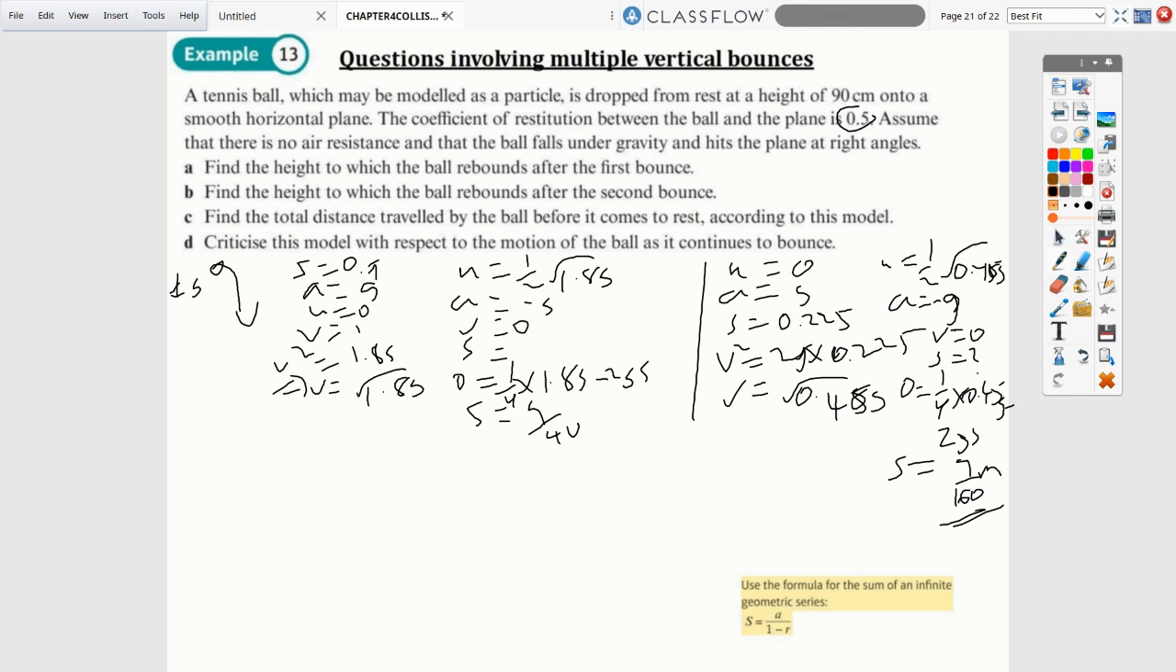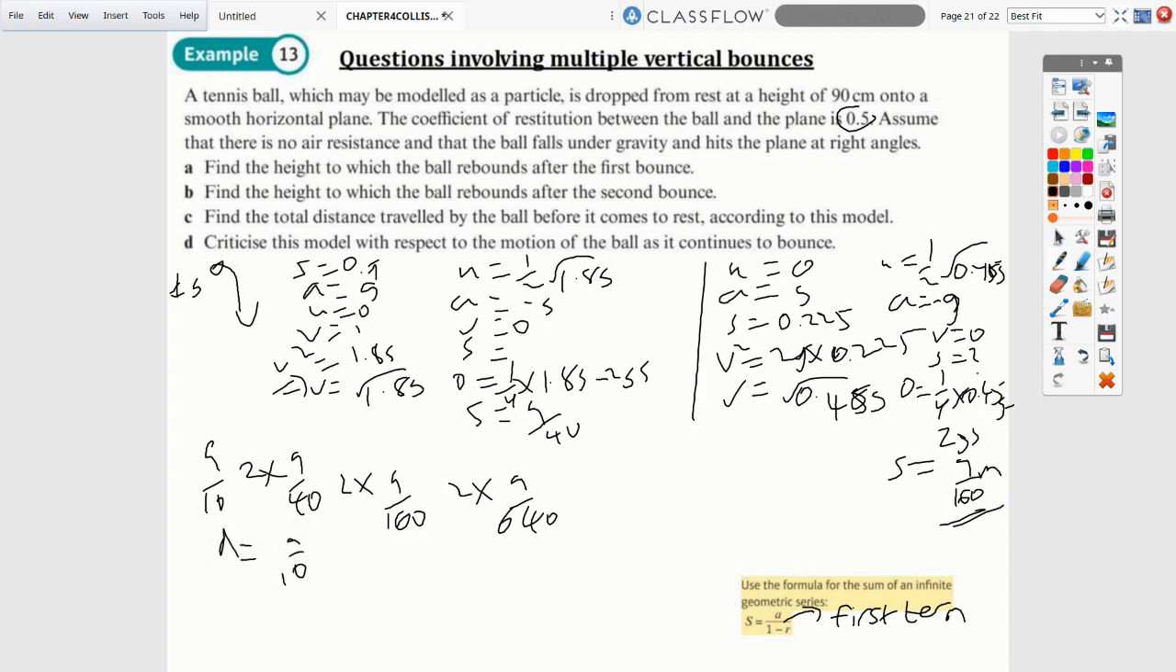So part C is where we're using this bit in the bottom right, where we're looking at our series expansions. So we have here the first term is going to be A. So this formula comes from A-level Maths. The R is what we really want to look for here. So we had 9 over 10. Then we had 2 times 9 over 40 when it drops again. Then we had 2 times 9 over 160 and 2 times 9 over 640, is probably what you can predict. So the D is going to be 9 over 10 plus 2 times 9 over 40 plus 2 times 9 over 160 plus 2 times 9 over 640 plus dot dot dot.